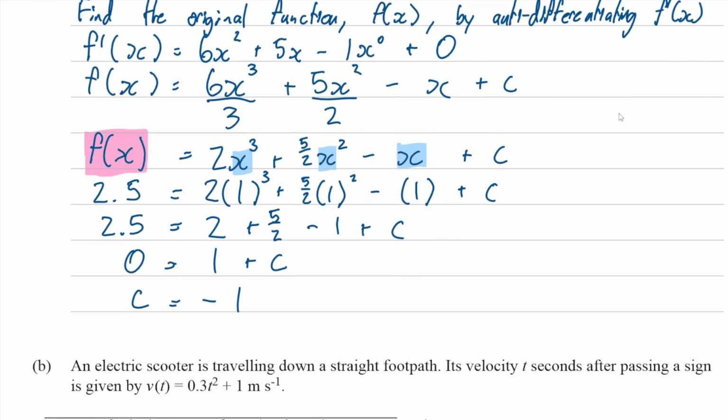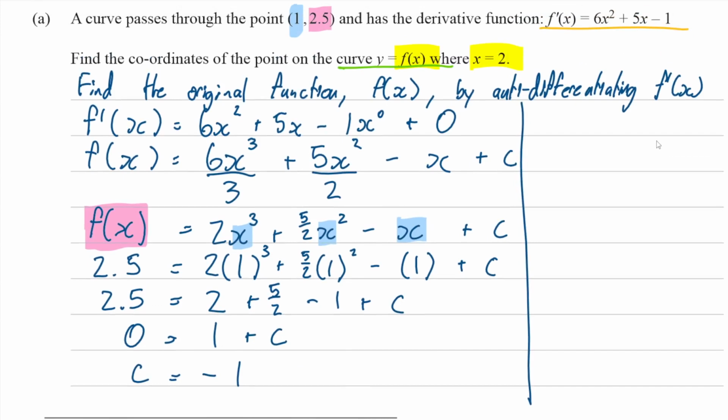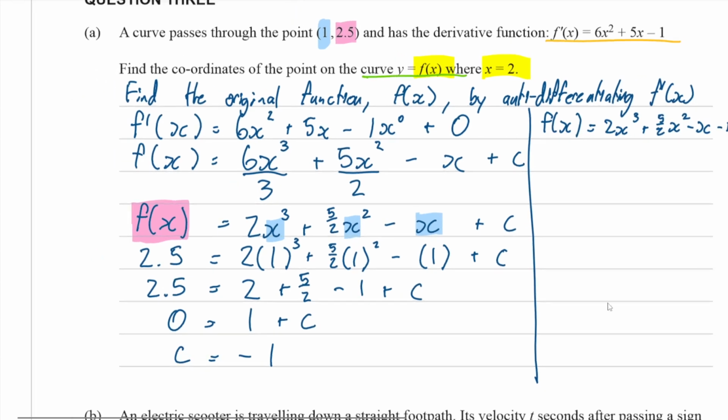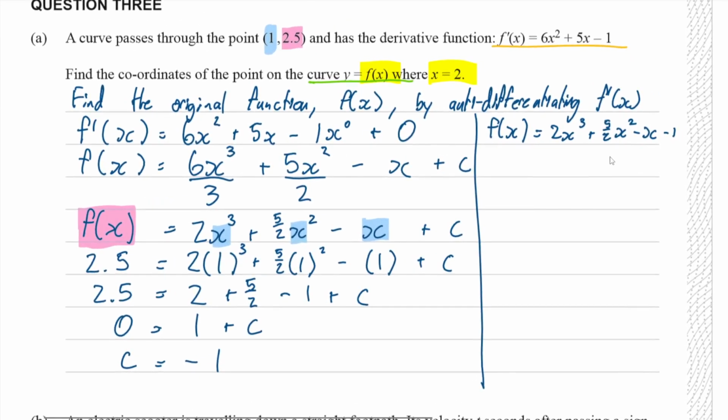Alright, so putting that, run out of room already. Putting that together, let's go over here. We have f of x, well, we worked it out, except we just found out c. So 2x cubed plus 5 over 2 x squared minus x minus 1. Oh, run out of room. There we go. Minus x minus 1. So that's the original function.